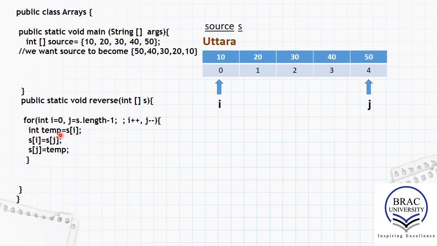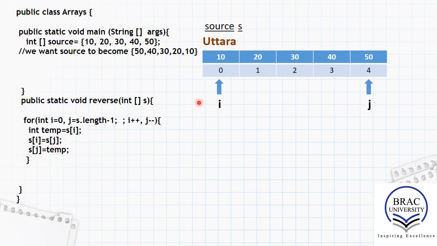This is the code for the in-place approach. I have set i to 0, I start with 0, and j starts with s.length minus 1, which is the last index. So j starts at 4. I have not written the condition because I want you guys to figure this out on your own. And after each iteration, i will increase by 1 and j will decrease by 1.